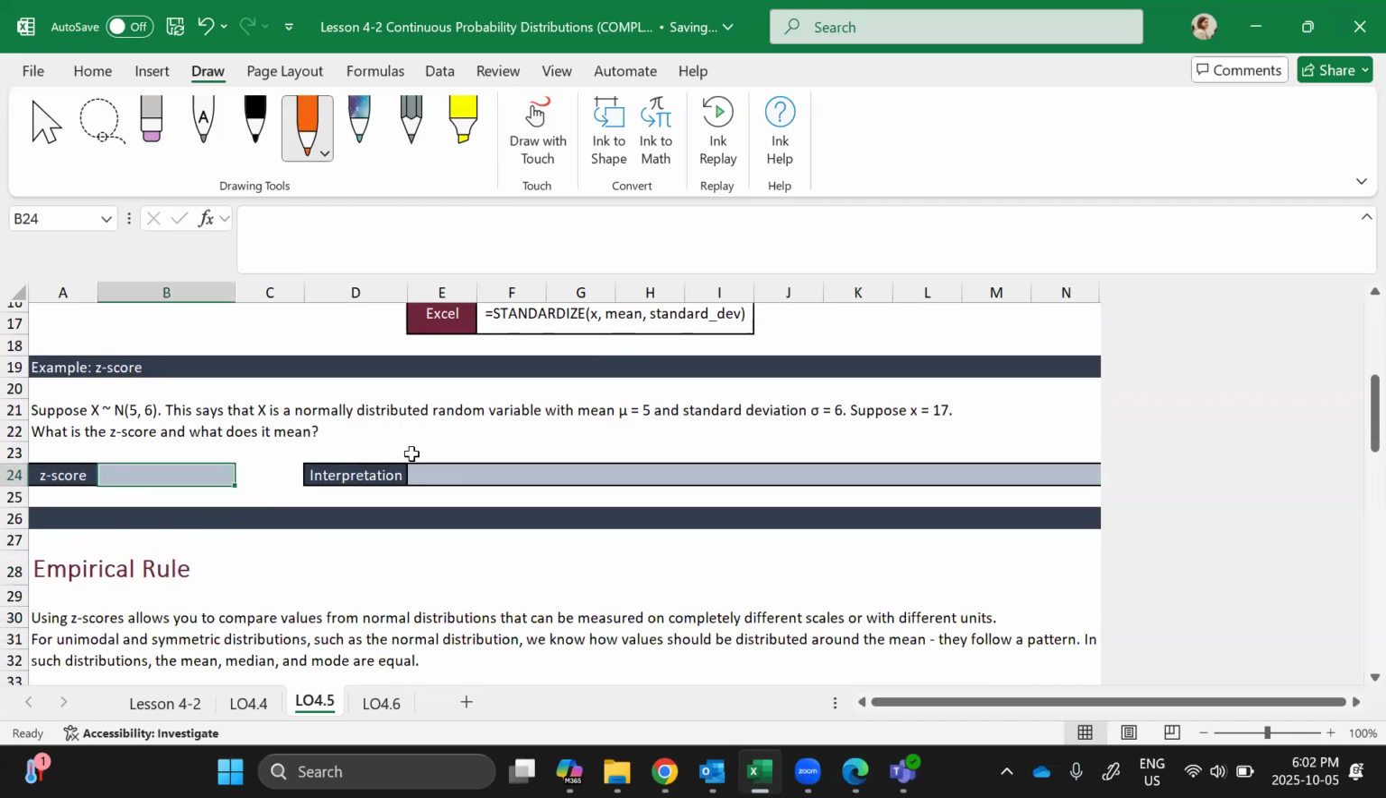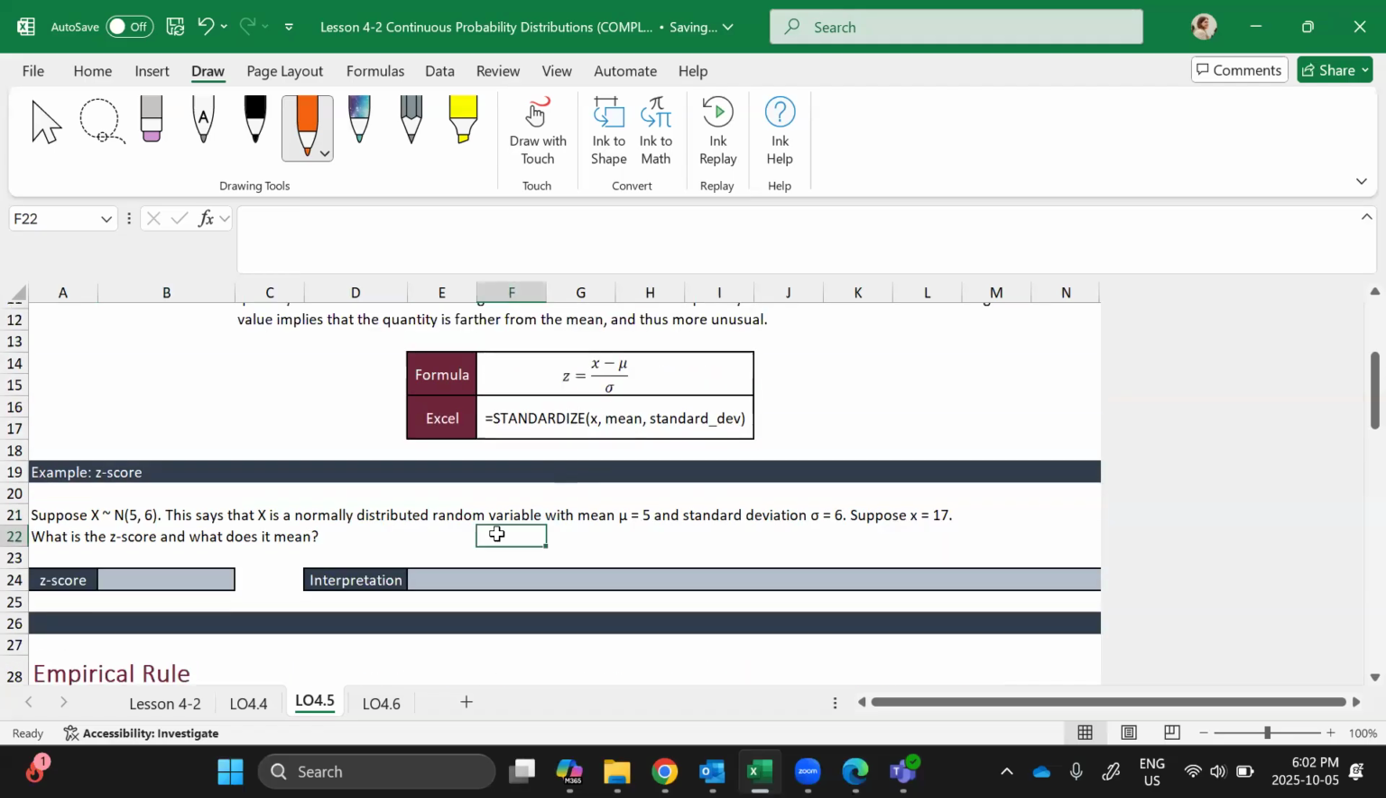So suppose you have a normally distributed variable with a mean of 5 and a standard deviation of 6. That's what this notation means. X is distributed as is what this little curve means. It's called a tilde. N means normal. 5 is the mean. 6 is the standard deviation. Again, that's explained in words here. This means that x is normally distributed with a mean of 5 and standard deviation of 6. If x is 17, what is the z-score and what does it mean?